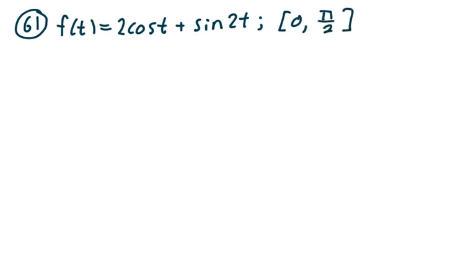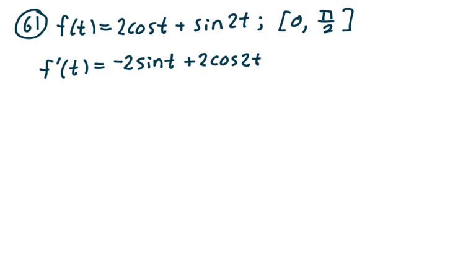I like trig, so we need to be able to do some trig, right? Now, we're going to take the derivative. Remember that this function is continuous on the closed interval 0 to pi over 2, and so it will have an absolute maximum and minimum. And so this is negative 2 sine t plus 2 cosine 2t.